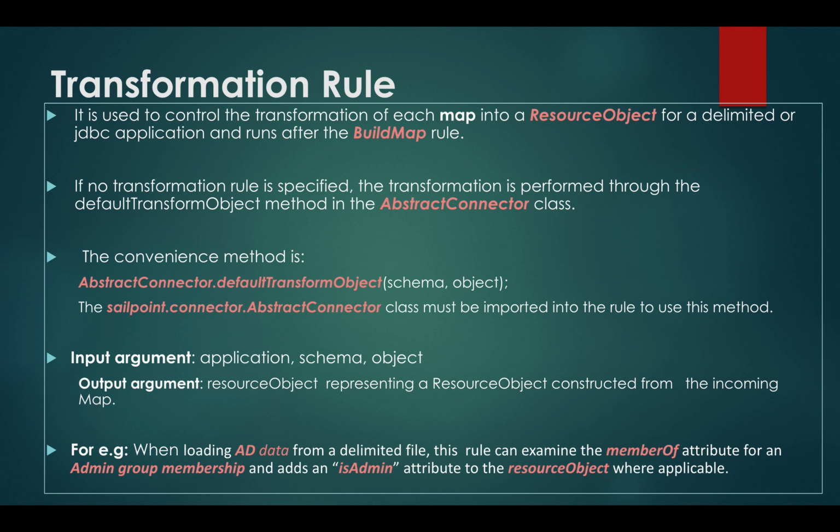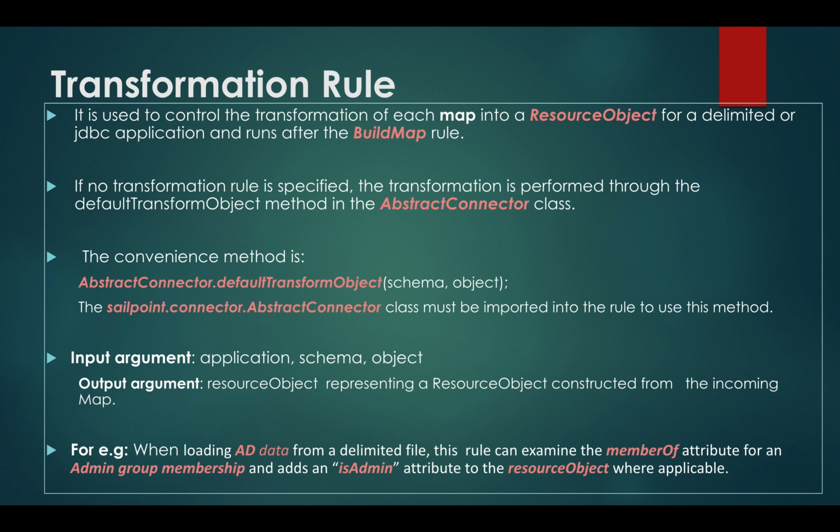If no transformation rule is specified, then the transformation is performed through a default transform object method in the abstract connector class. Just like the build map rule, it also utilizes a convenience method, that is AbstractConnector.defaultTransformObject with the parameters schema and object. Therefore, the sailpoint.connector.AbstractConnector class must be imported into the rule to use this method. The arguments for the transformation rule are application, schema, object, and the output argument is a resource object, which represents a resource object that is constructed from the incoming map provided by the build map rule.